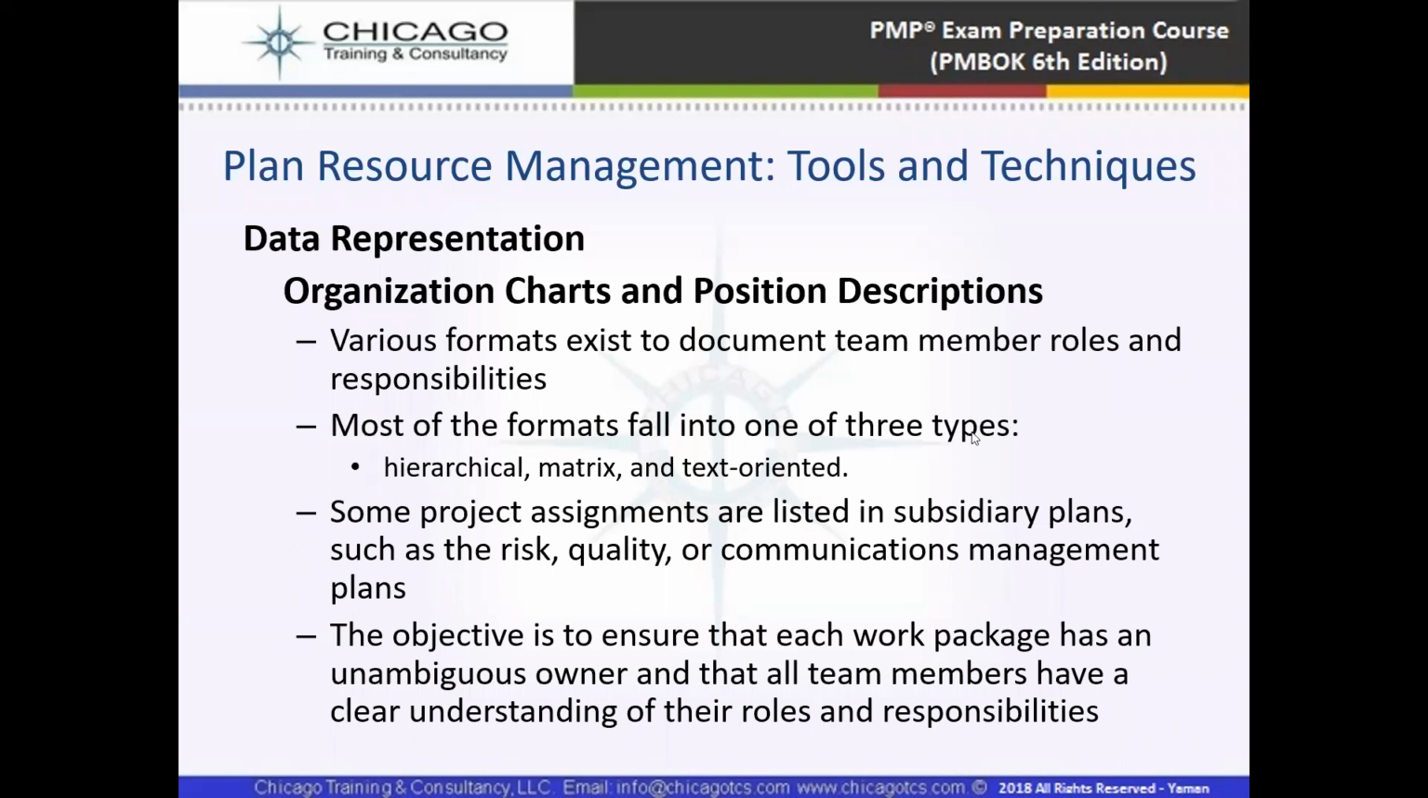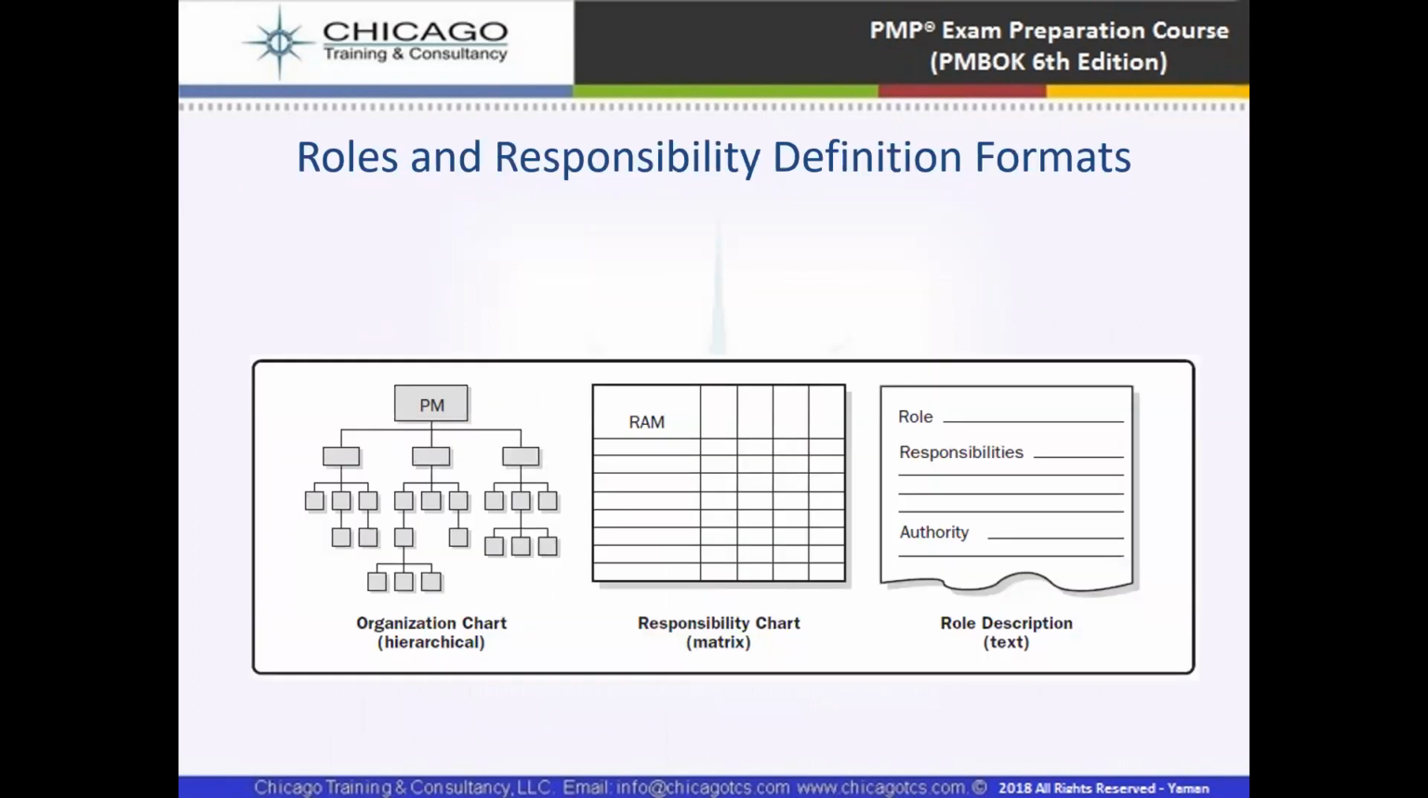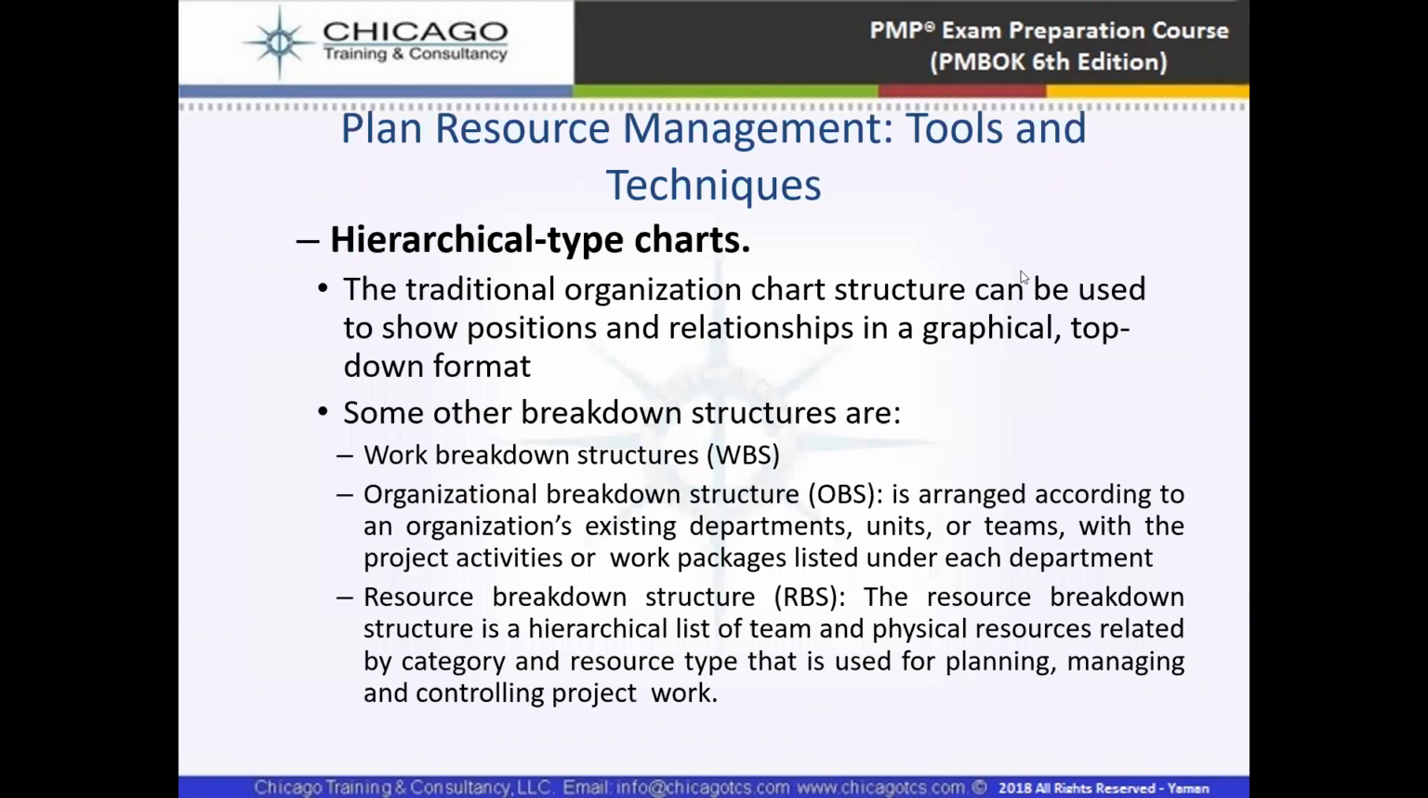Every team member has their responsibilities, and every team member knows how many people there are in the organization chart. This is an example of roles and responsibilities definition and formats. You can see the organizational chart here in the hierarchical way, and then we have the responsibility matrix, which is also called RM, and then role description, which covers roles, responsibilities and authorities.